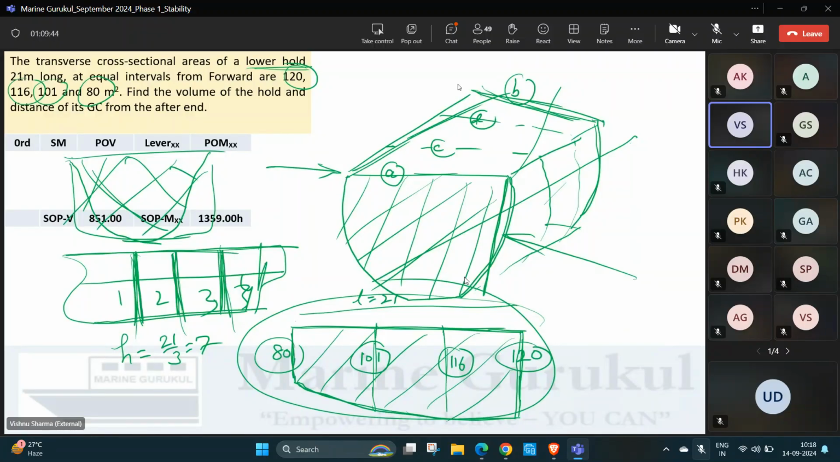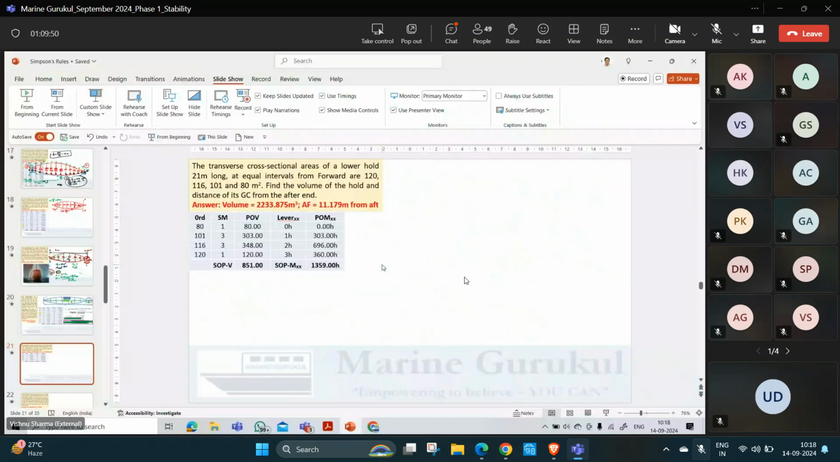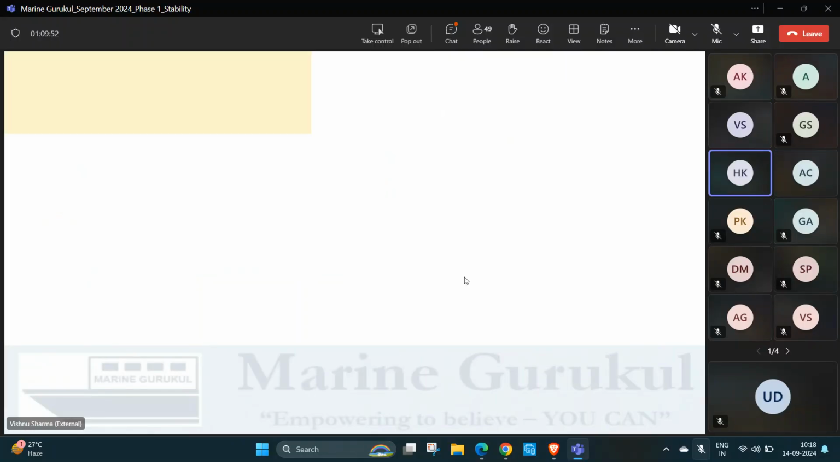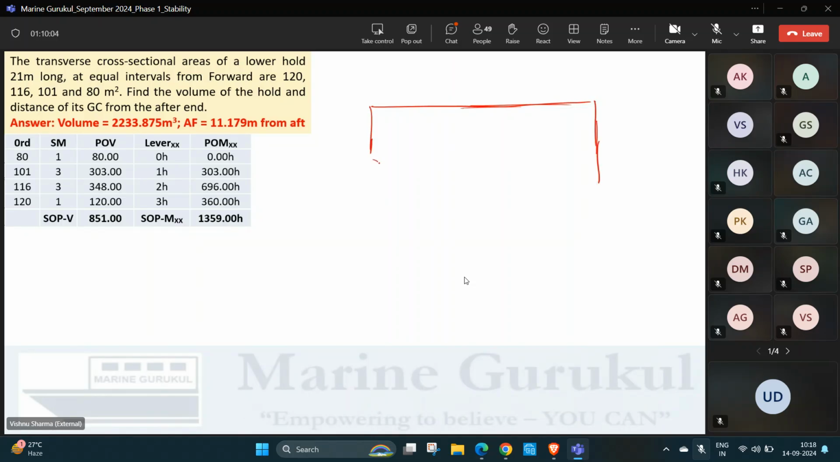So guys, can you now let me make the diagram and can you please complete this question then? The answer is there on display, beta, 2233.87. So the diagram will be this. One end is more, the other end is less.